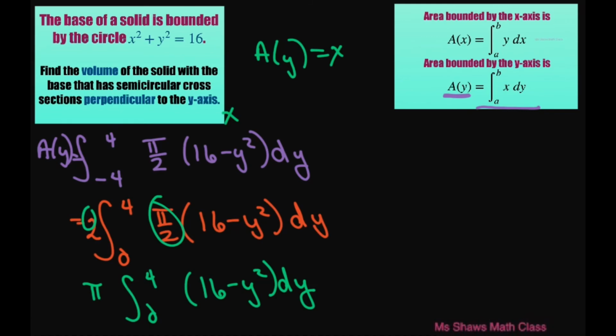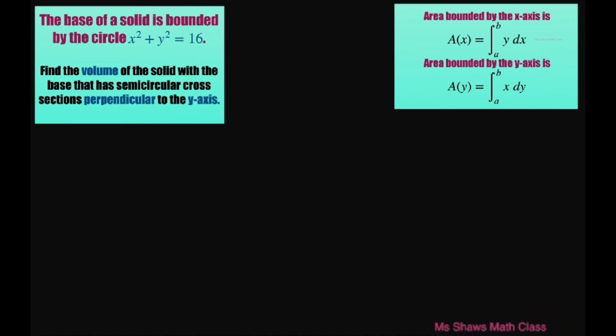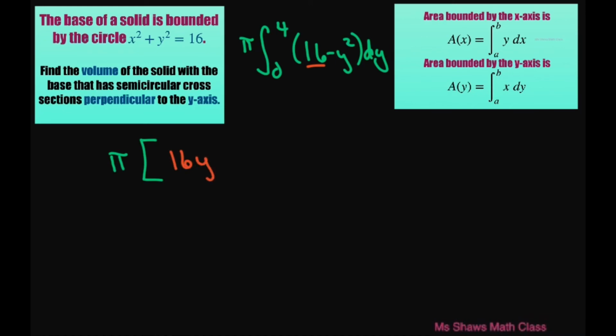All right, now let's go ahead and integrate this. Let me write what I had. Pi times the integral from 0 to 4, 16 minus y squared dy. So then you integrate this, you get 16y minus 1/3 y cubed, and we're going from 0 to 4. It just makes it easier if you only have to go from 0 to 4, because when you substitute in the 0, it just goes to 0. That way we only have to substitute in the 4.